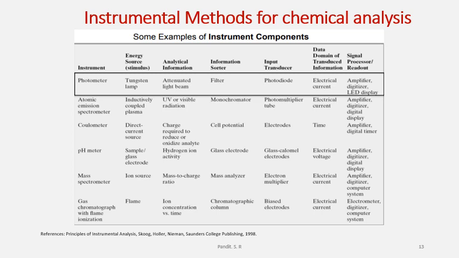In this way, we have atomic emission, in which we are using various sources. Here we are using a photomultiplier tube. We have a colorimeter. A current source is there, and potential is the information. We are using various electrodes, a pH meter is there.